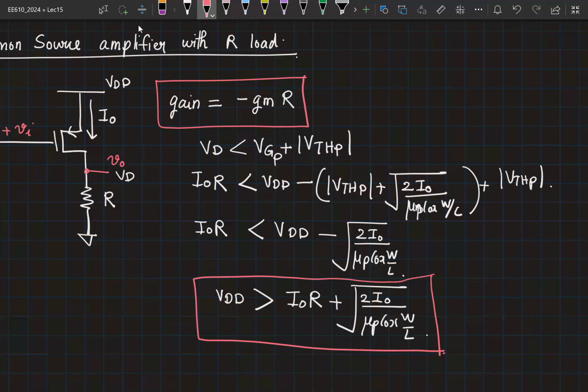Let's say I increase my resistance by 10 times, right? Clearly my gain is going to increase 10 times, right? What do you think should happen to the VDD? You can roughly tell me an estimate such that I am able to keep the transistor in saturation. Should I increase or decrease the VDD? I should clearly increase the VDD, right? And depending on how I choose I0 and W by L, I may have to increase the VDD by a factor close to 10, right? Not necessarily 10, but very close to 10.